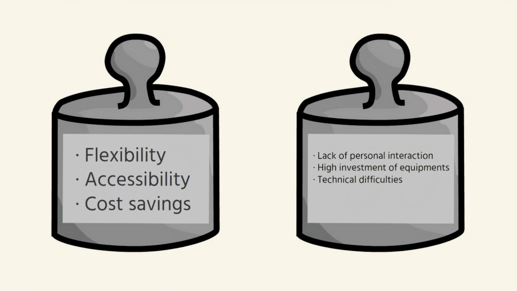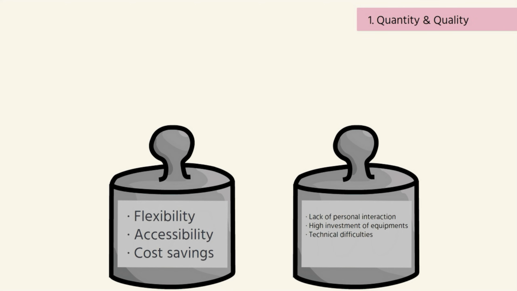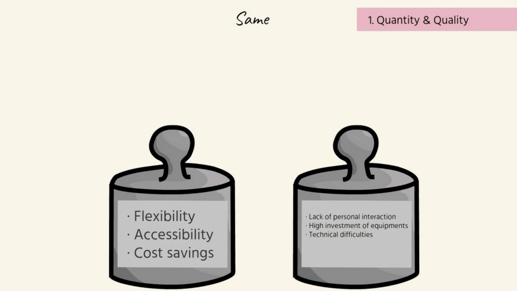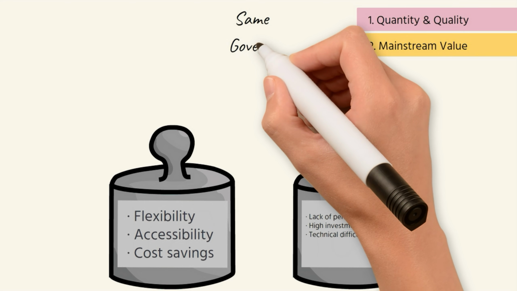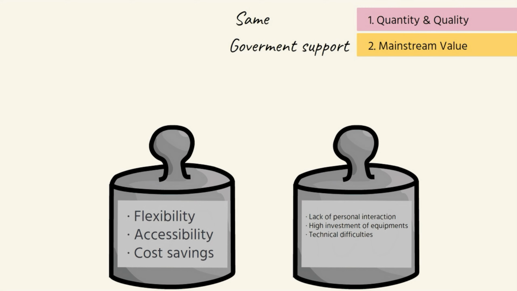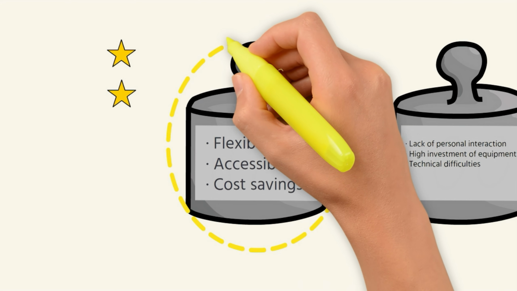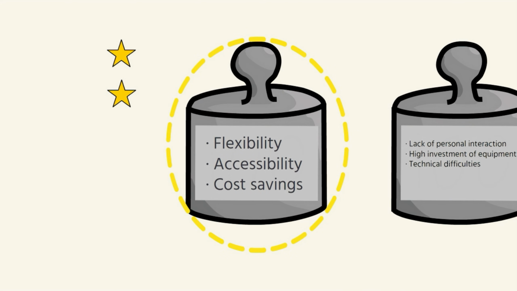Third, compare the supporting evidence. First, the evidence quality and quantity. Same. Second, society's mainstream value. The government is actually supporting online education with large investment in training programs and equipment. So, positive side, 1 point. Third, personal preference. I think the advantages outweigh the disadvantages. It's a future trend. So positive, 1 more point. Altogether, 3 points. Last, I believe that the advantages of online education are greater.